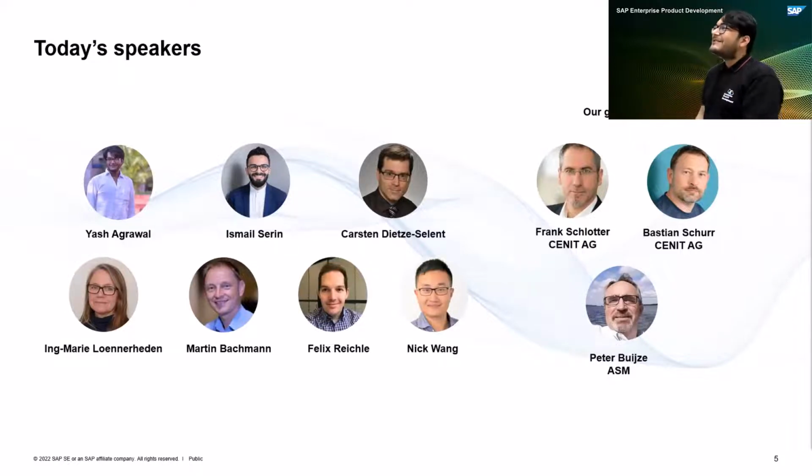From our guest speakers, we have from Senate AG, Mr. Frank and Mr. Bastian, who are going to share with us how partners are using the enterprise product development applications and reducing time to code. And from ASM, we have Mr. Peter, who would be sharing with us how they are using the collaboration and the PPX features of the enterprise product development.